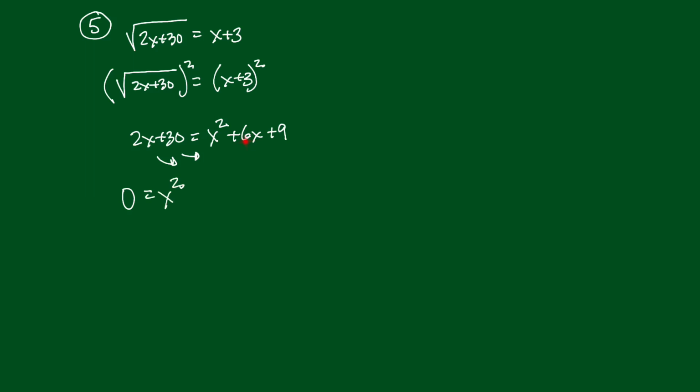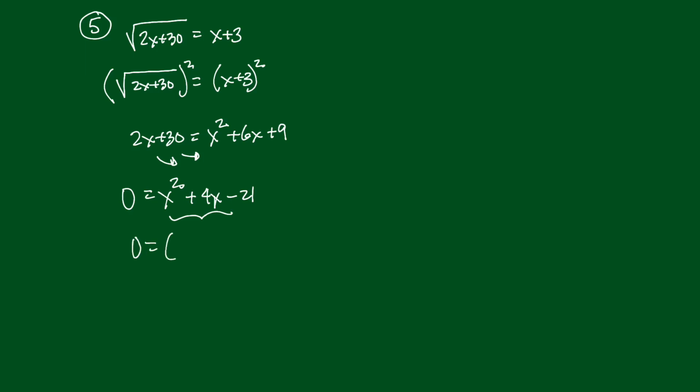Now, 6x minus 2x, 4x. Then, plus 9 minus 30, minus 21. All right, now, can we factor this?